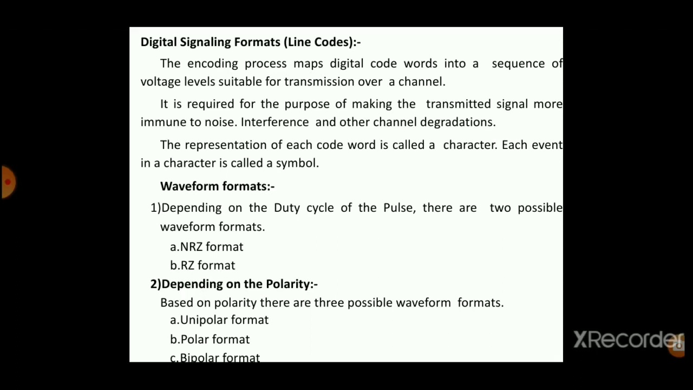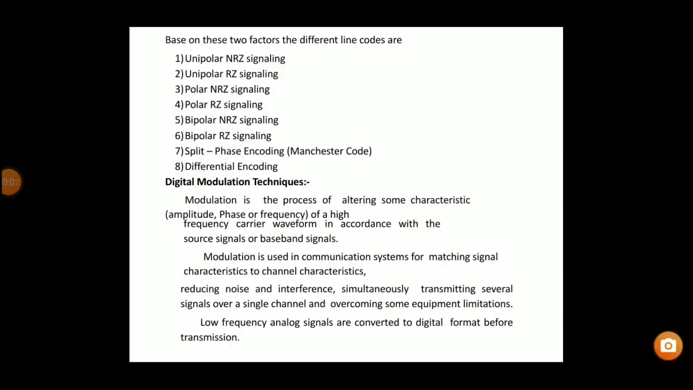Waveform formats. Depending on the duty cycle of the pulse, there are two possible waveform formats: NRZ, non-return to zero, and RZ, return to zero. Based on polarity, there are three possible waveforms. Based on these two factors, different line codes are: unipolar NRZ signaling, unipolar RZ signaling, polar NRZ signaling, polar RZ signaling, bipolar NRZ signaling, bipolar RZ signaling, and split phase encoding, Manchester code.